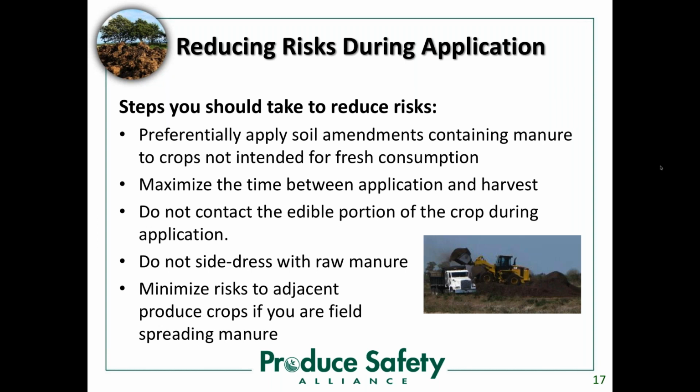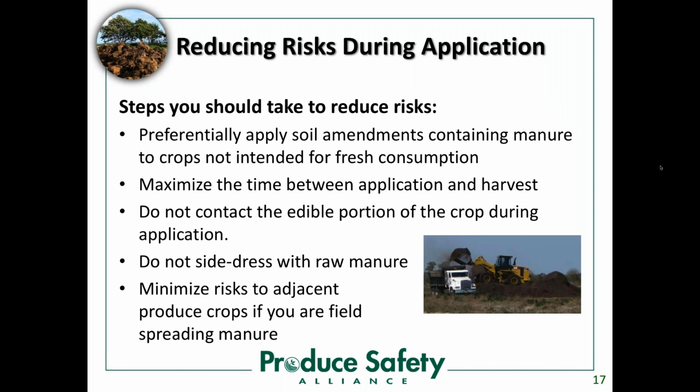One simple thing that you can do is to apply manure during non-produce growing periods. In other words, cover crops, grains, etc., that are in some type of rotation. Pathogens can survive in manure, compost, and soil for long periods of time. So it's best to maximize the time between application and harvest of the produce.